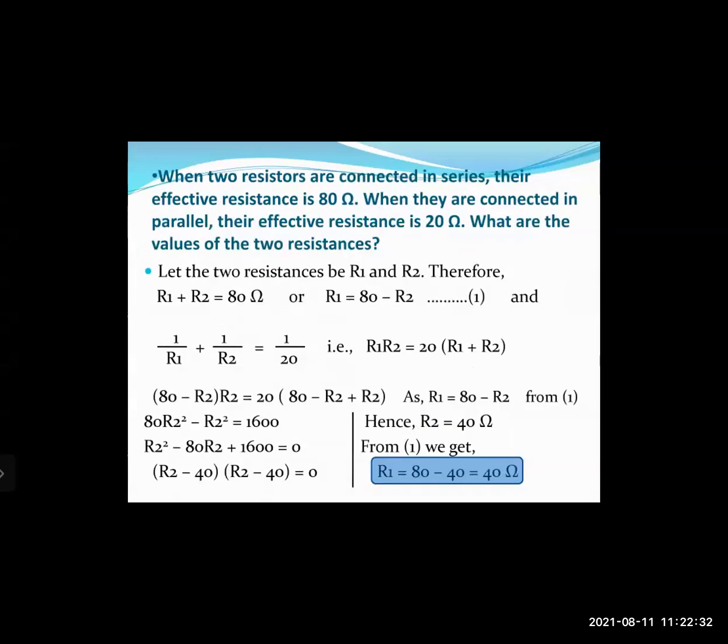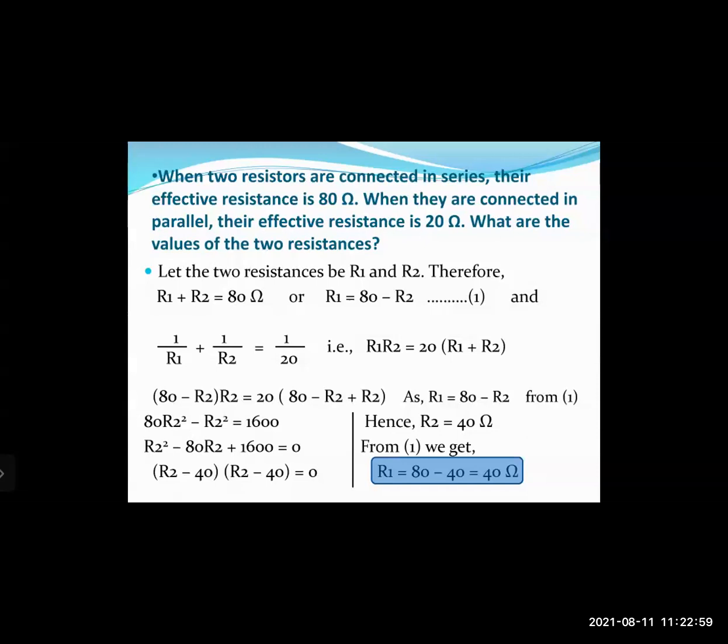Okay, let us go to the next numerical now. What does it say? When two resistors are connected in series, their effective resistance is 80 ohms. Okay, now you need to remember what kind of combination it is. It is a series combination. So we have two resistors and the total resistance is 80 ohms. So we can say Rs is equal to 80 ohms. That means R1 plus R2 is equal to 80 ohms.